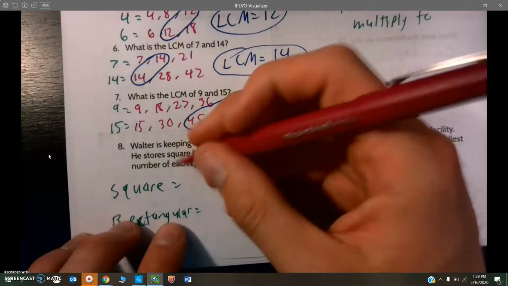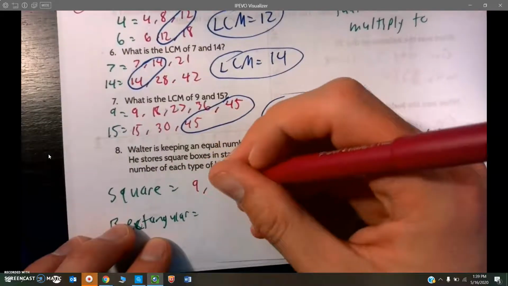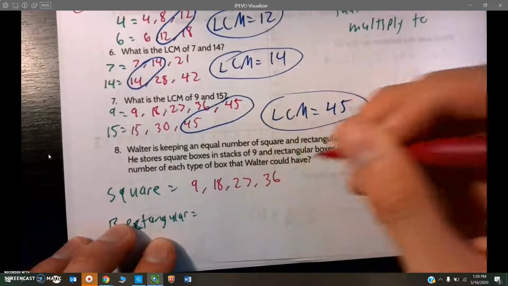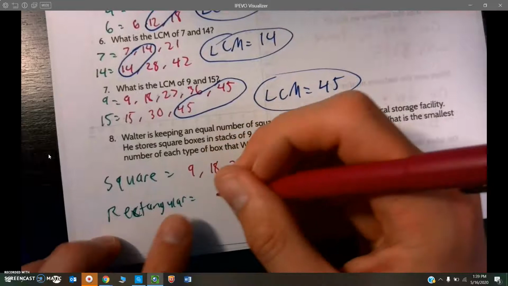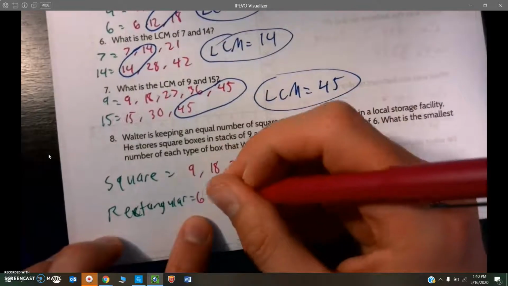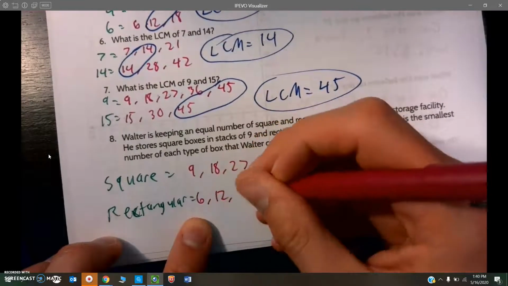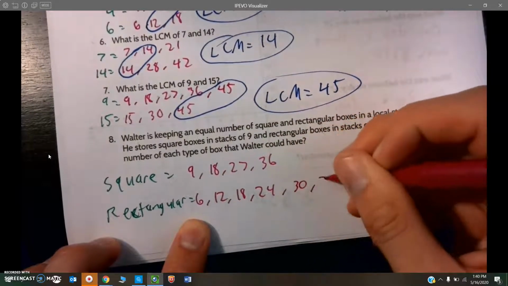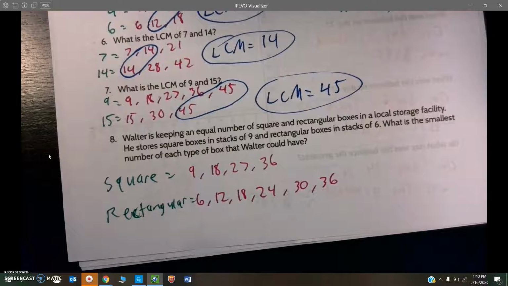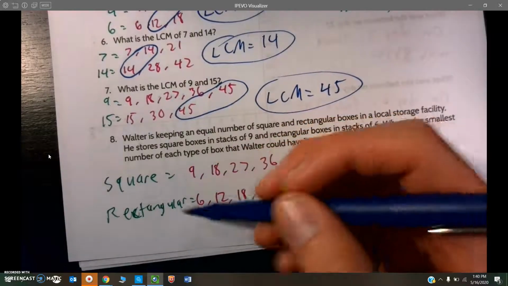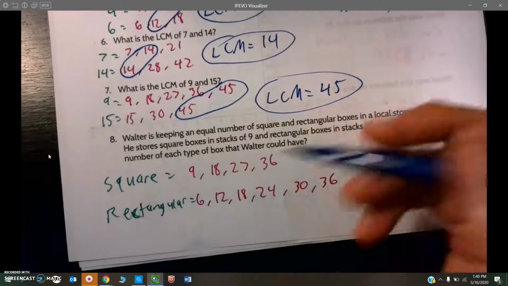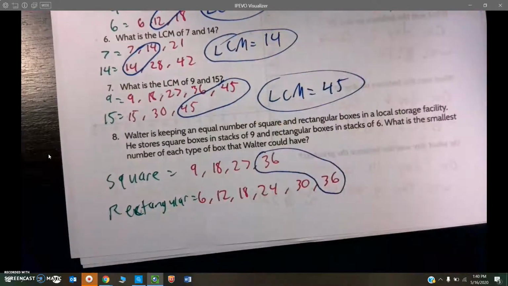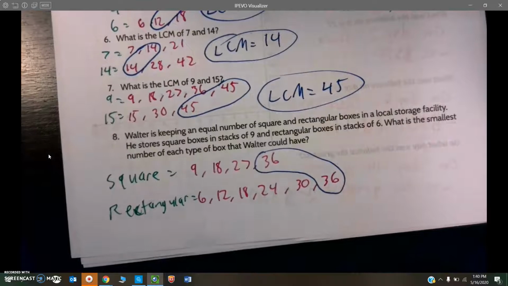So they've got to be equal, and they come in stacks of either 9 or 6. So let's see. 9, 18, 27, 36. The rectangulars come in stacks of 6. So here's 1 stack, 2 stack, 3, 4, 5, and 6. So if the squares come in stacks of 9, rectangulars come in stacks of 6, but they're equal, then the least amount he could have is 36.